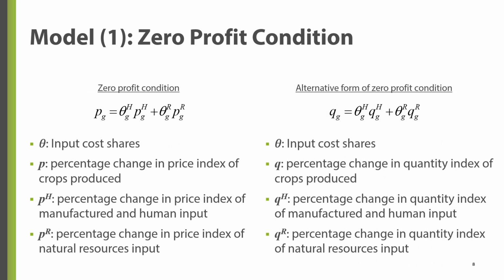On this slide, you see 2 simplified versions of zero-profit conditions. You can view this as depicting the condition that unit revenue is equal to unit costs. Here, the percentage change in crop price or costs is the weighted average of percentage change in price of inputs. Theta depicts the cost share of an input. And these equations imply that a change in one input price will affect the output costs, and the magnitude of the impact depends on cost shares.